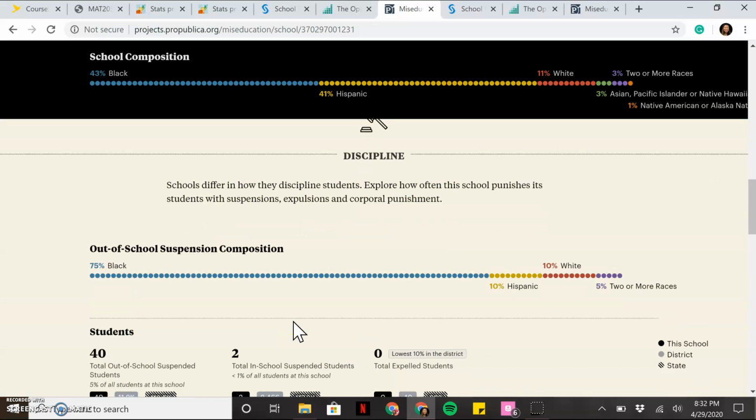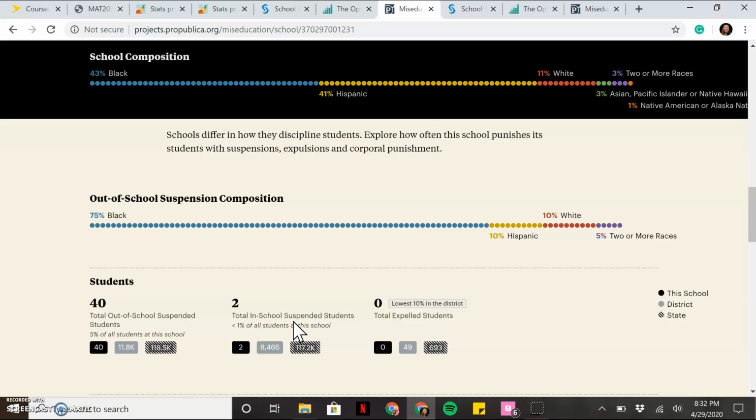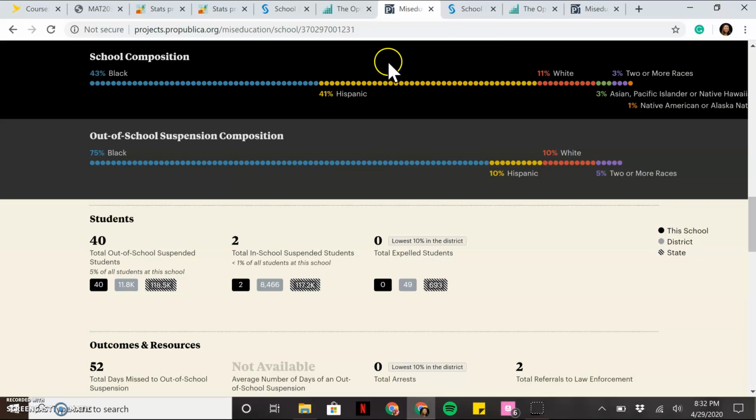And then when you see the discipline, you see that the out-of-school suspensions are mostly Black students, and some Hispanic and some white students, but you can see that most of them are Black. But then you can also see that it's the dominant race at that school, so that kind of shocked me a little bit to see that high number. But that was it for this school.